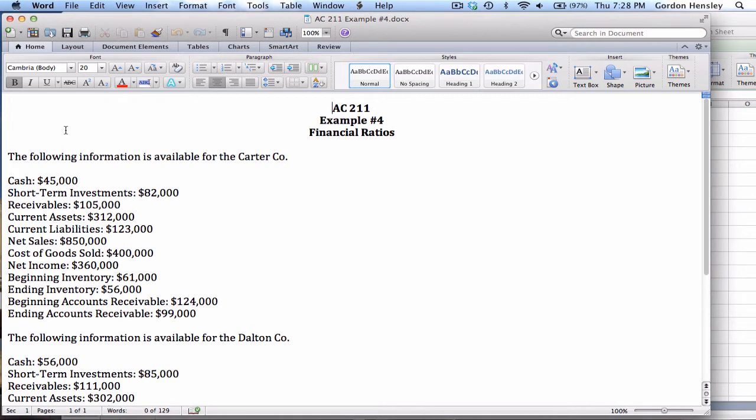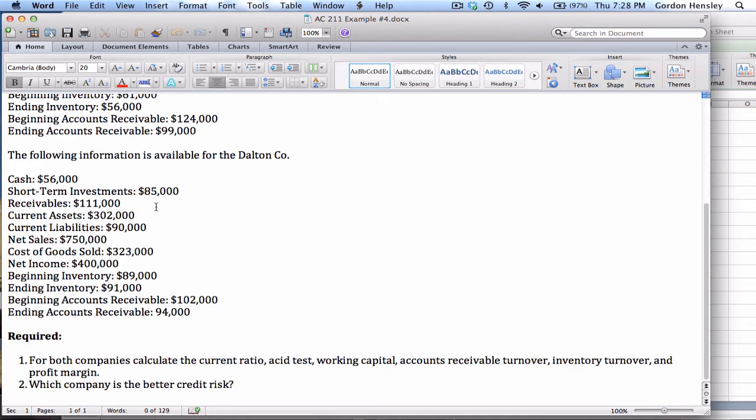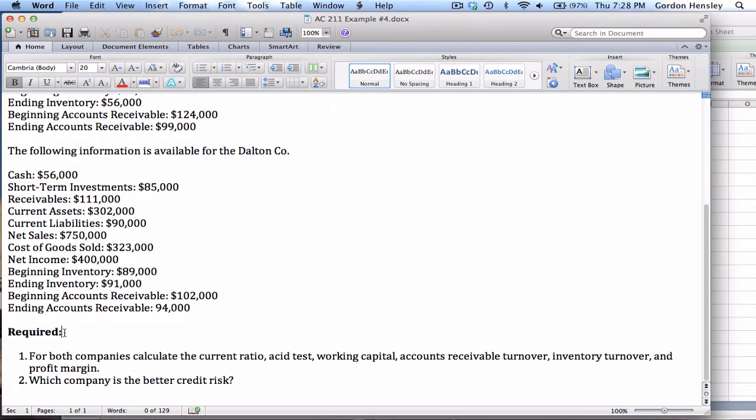In this example, we have two different companies, the Carter Company and the Dalton Company, and we have been provided with information on each. If we go down here and look at the requirements, number 1, for both companies, they want us to calculate the current ratio, acid test, working capital, accounts receivable turnover, inventory turnover, and profit margin. And then secondly, which company is the better credit risk.